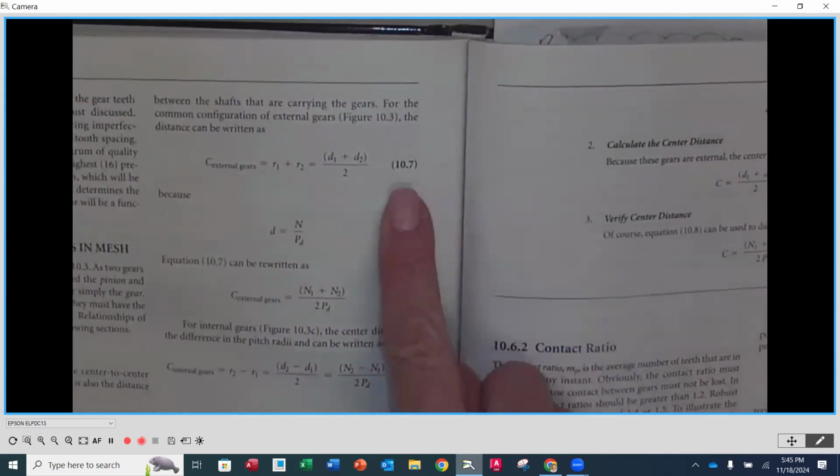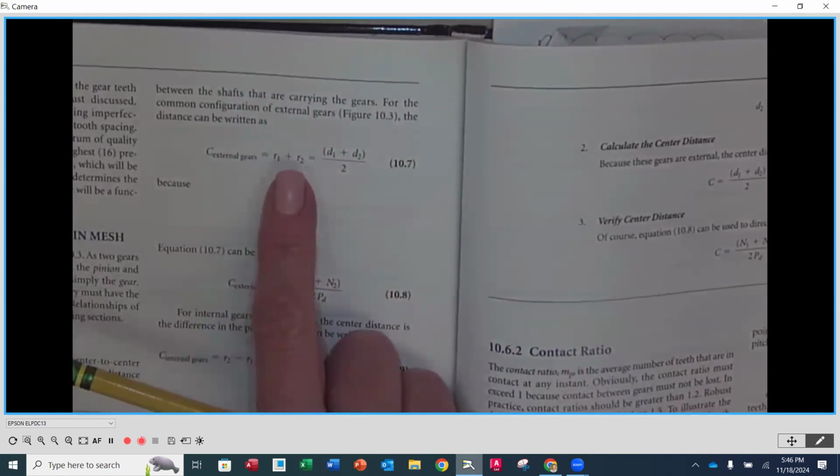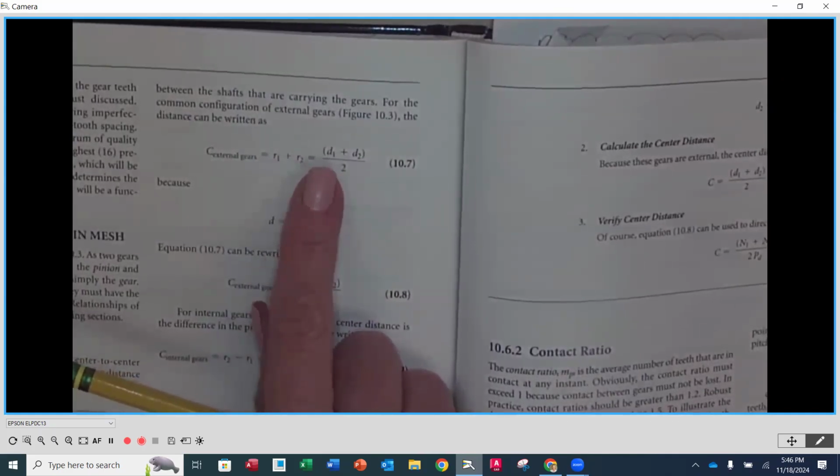This is equation 10.7 and 10.8. 10.7 is looking at just adding together those two radii that we just talked about, the radius of one gear plus the radius of the other, which we could also get by adding the two pitch diameters together and dividing by 2. Or, because of this relationship with the diametral pitch and the number of teeth, we can substitute and use the number of teeth and the diametral pitch as well.